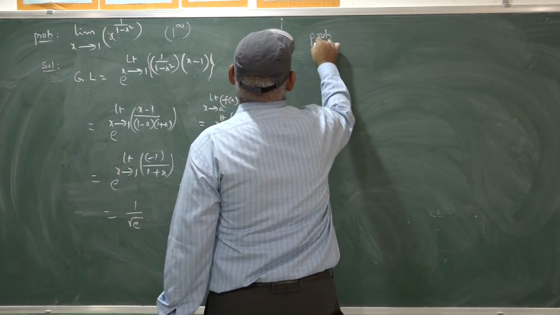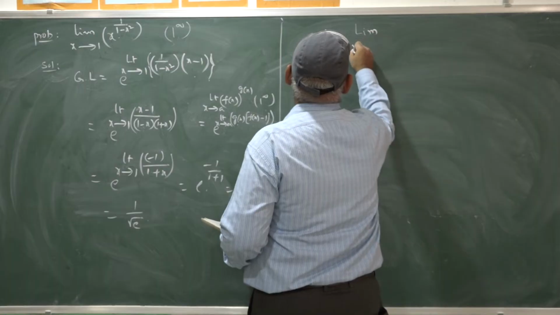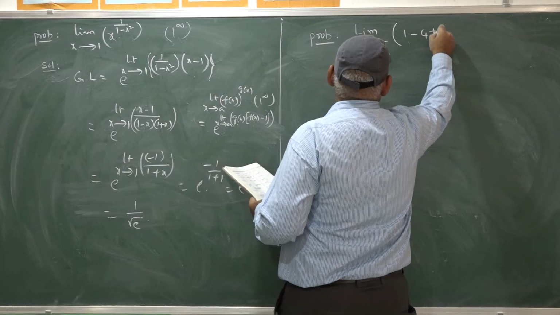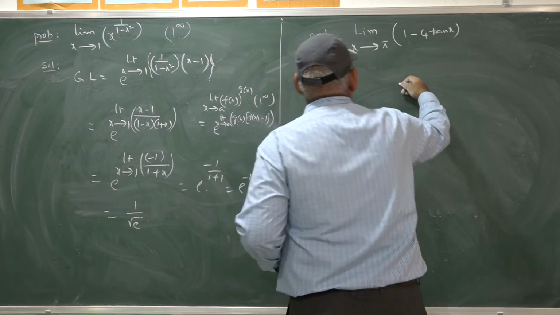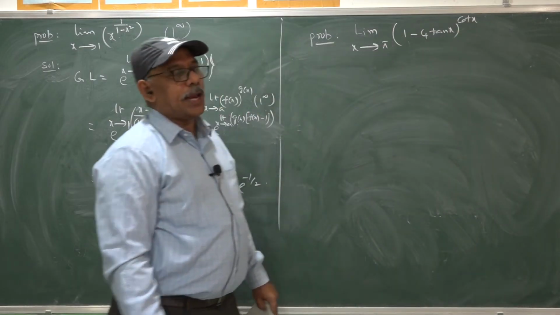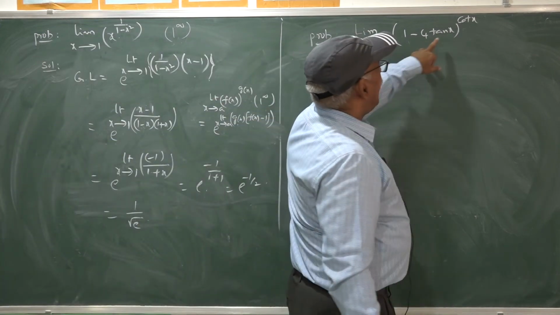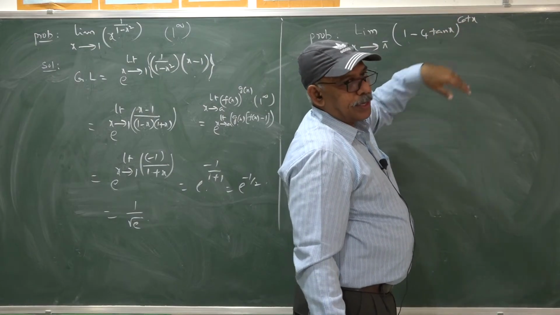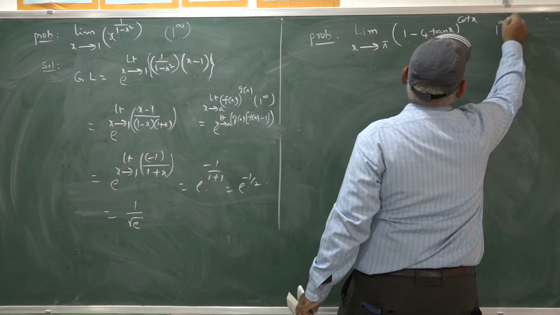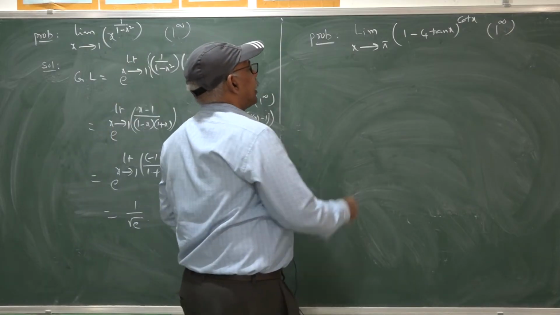Similar problem. Limit x goes to pi, 1 minus 4 tan x whole power cot x. As x goes to pi, tan x is clearly 0, cot x is infinity. So, it takes 1 power infinity form. Once by direct substitution the limit reduces to 1 power infinity form, in such a case, go through this formula.